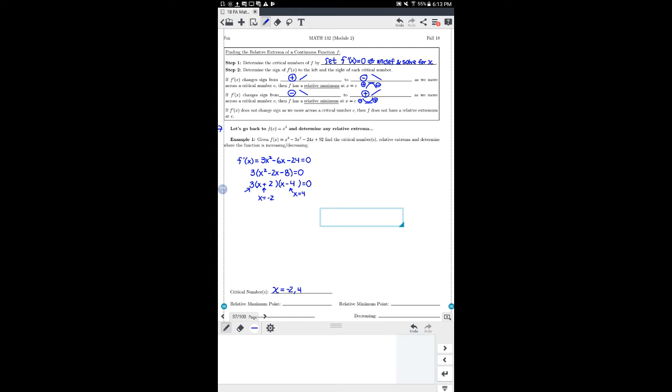Relative extremum, increasing, decreasing is all going to come from my sign chart here. So I'm going to put my critical numbers in. My critical numbers are at -2 would be my first one, and over at +4 would be my other one.